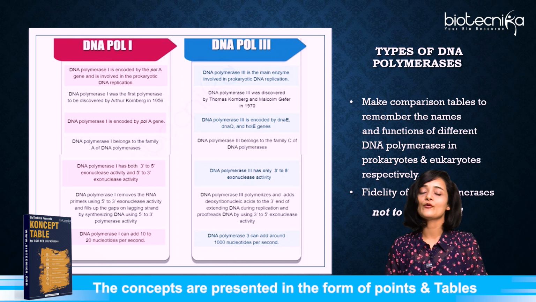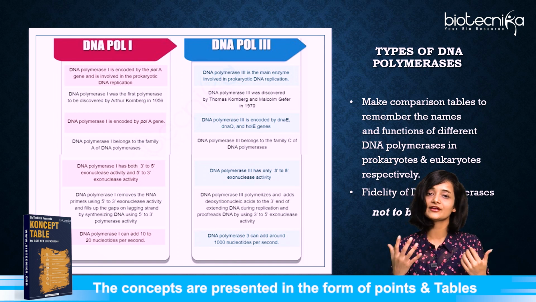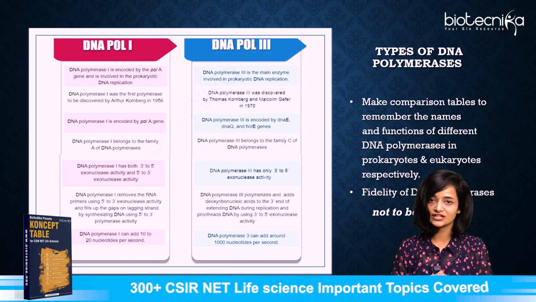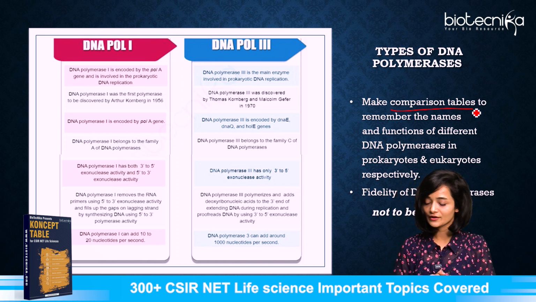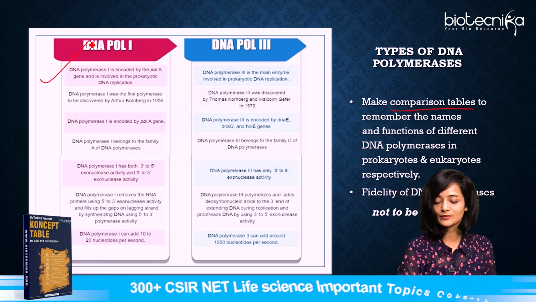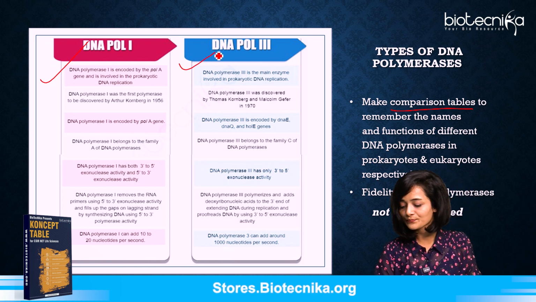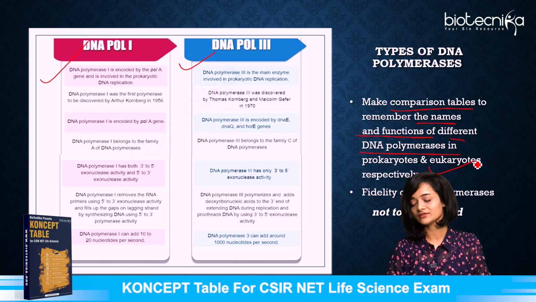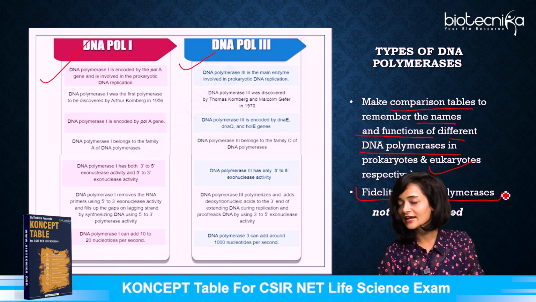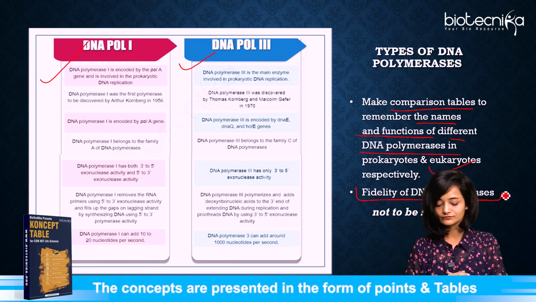Yes, the types of polymerases. So if you want to memorize the types of polymerases that are involved in the DNA replication machinery, you can make use of comparison tables such as I've given here, where I am comparing DNA polymerase 1 with DNA polymerase 3. Here you can remember the names and the function of different DNA polymerases, both in prokaryotes and eukaryotes respectively. Fidelity of DNA polymerase is also very important. You cannot skip this part.